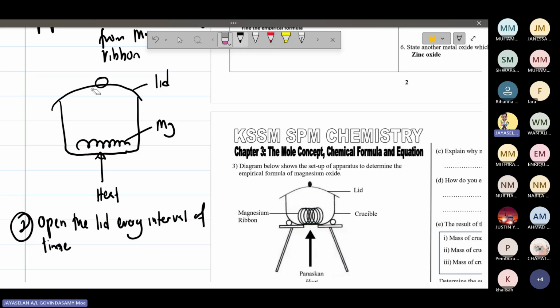So when you open the lid, oxygen from the outside will enter inside the crucible. You are giving more oxygen to enter inside the crucible. Then you tutup. After 5 ni, where you open for a few minutes or a few seconds, then you close balik. Now what happened? You already provide the oxygen source, the magnesium can react.